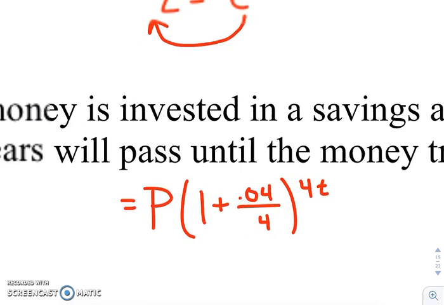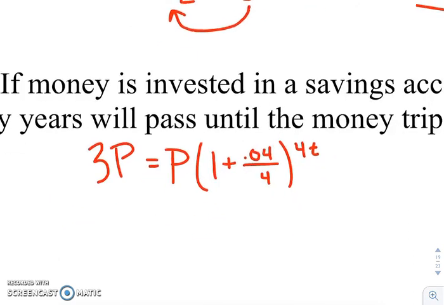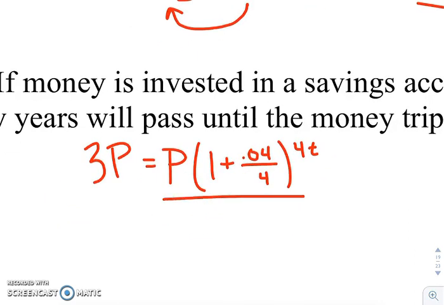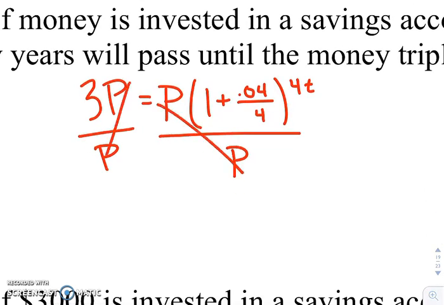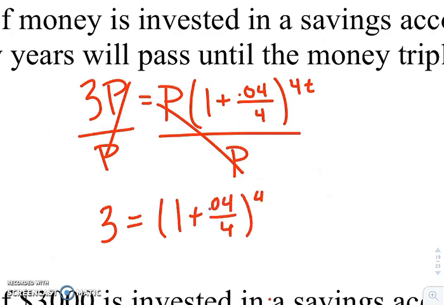We said we don't know the principal, but we know we want it to triple. So whatever that principal is, we want the value to be 3 times that much, so we can just say 3P. You're probably thinking, we've got 2 variables. That's okay, because if you have a P out in front, the first step is to divide by P, and they cancel each other out on both sides. So then you get 3 equals 1 plus 0.04 over 4 to the 4t power.